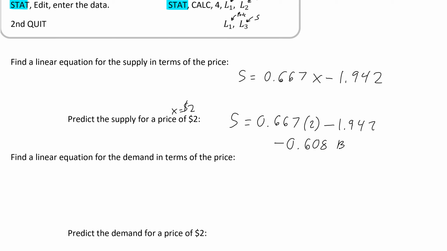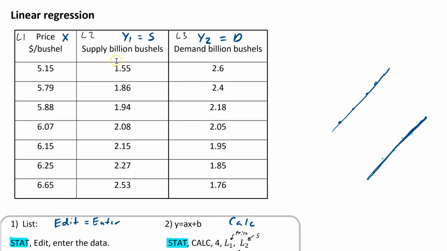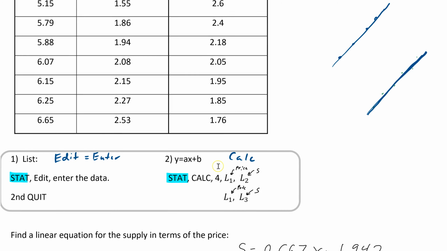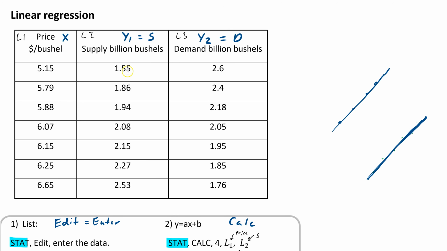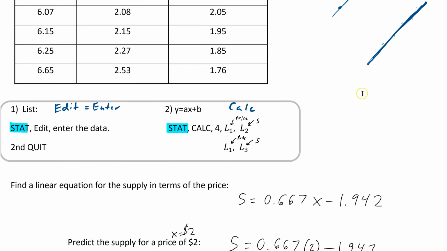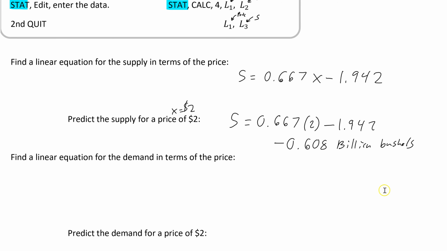608 billion bushels, because that was our supply. Our supply was in billions of bushels. So our S here is in billions of bushels. Our X is dollars per bushel as we work through these. So at $2, our supply right here, way down here, is basically zero bushels. No one wants to produce it at $2.